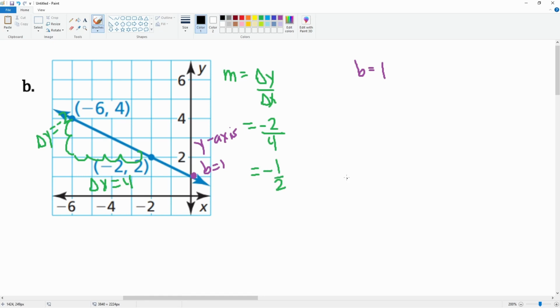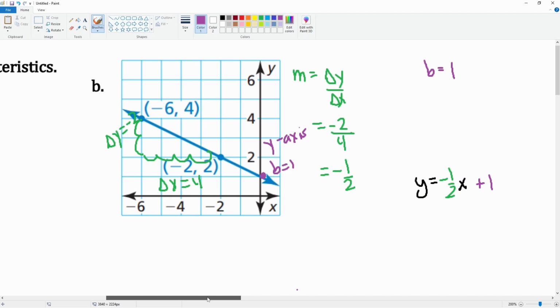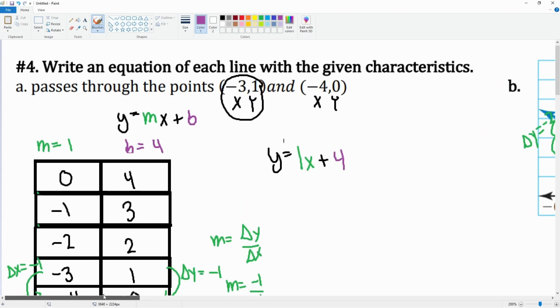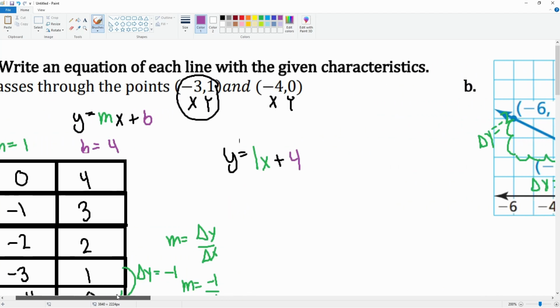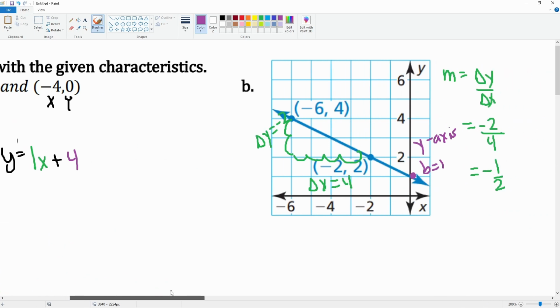So the equation would be y is equal to -1/2 x plus the y-intercept of +1. That would be the equation, right? There you go. These problems are harder because you have to calculate the slope somehow and you have to find the y-intercept somehow. It requires multiple calculations.